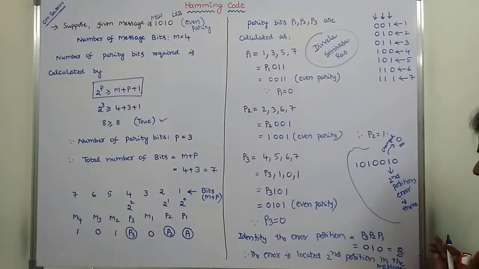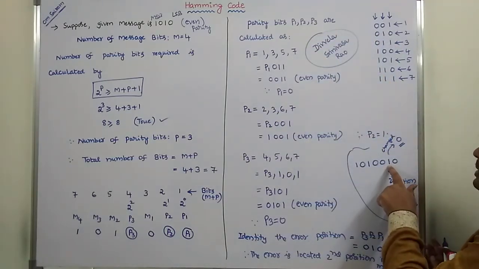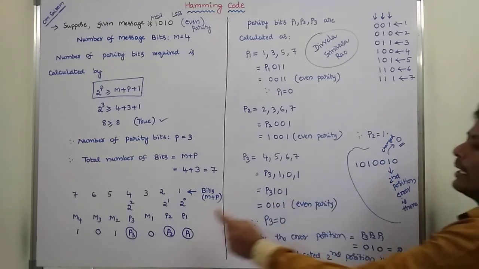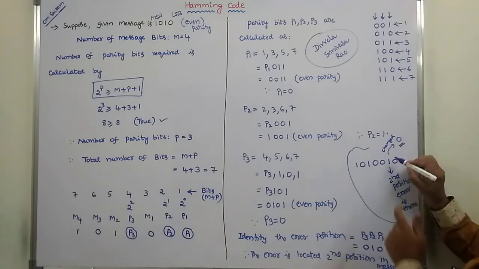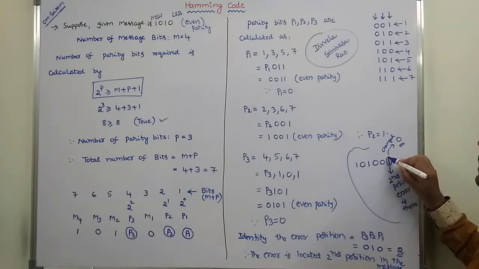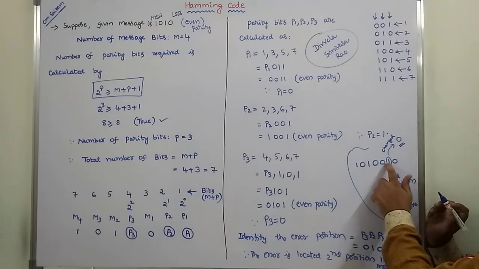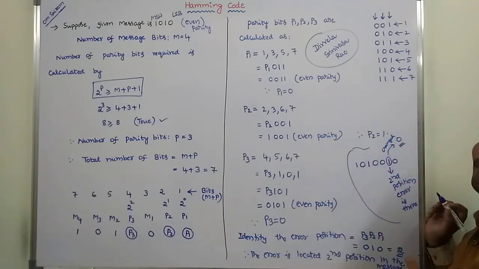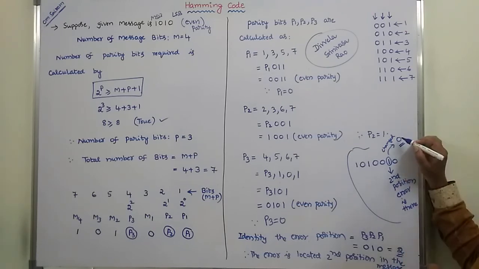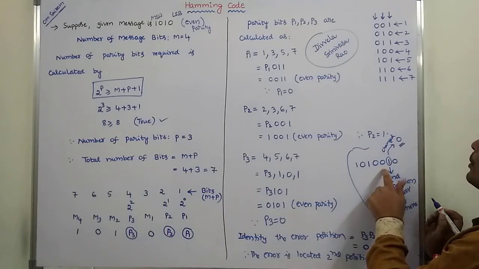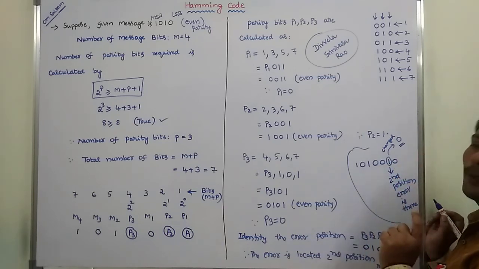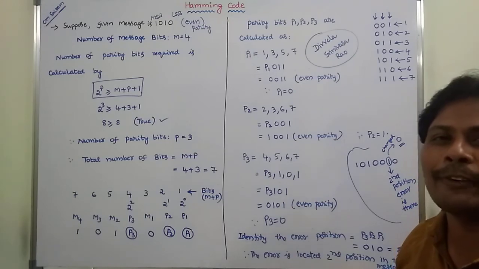Okay, here the error is located at second position. This is the second position in the given message. After calculating the parity bits, the error is located in this position. Now this bit can be changed from 1 to 0 by correcting the parity bit value. After correcting that bit value, the message comes 1010000. Okay, so thank you for watching this video.